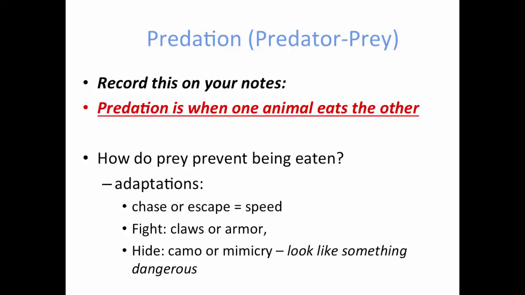Do they have speed to allow them to escape, or does the predator have speed to be able to chase them? Do they have claws to help catch their animals? Do they have armor to help defend themselves? Do they hide by having camo or mimicry, by looking like something else that is dangerous or poisonous? All of these relationships between one animal eating another is predation.